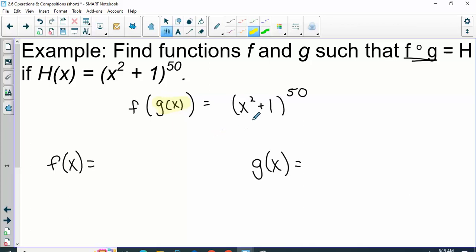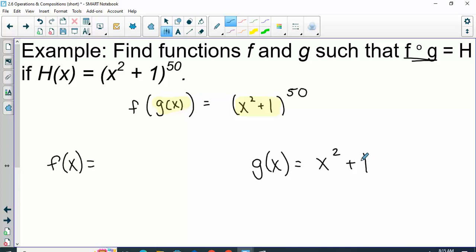What's the inside? If I said put in a 4, what would you do? And then how would you start evaluating? Would you do 4 to the 50th power first? You would do the 4 squared first. So, different options. You could say that G is the entire inside of this parenthesis if you wanted. If you did that, then the g is the x squared plus 1.